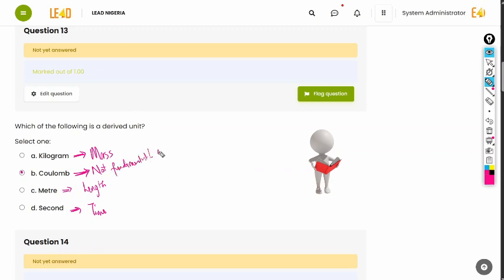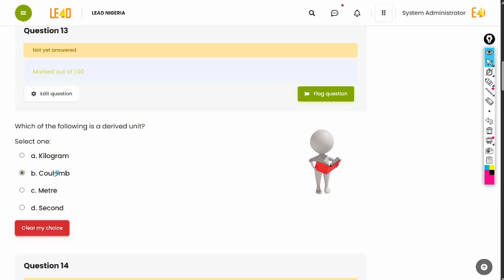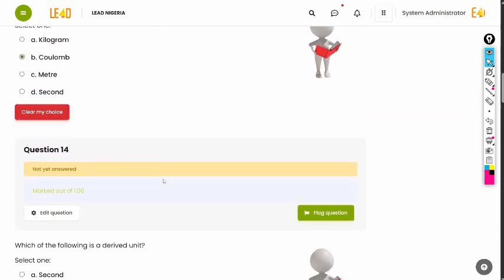So charge is derived. You need to learn your fundamental units. I think there are about 8 of them. If you learn your fundamental units, you know the ones that are not fundamental. I think that's the easiest way to go about mastering which are fundamental and which are derived.